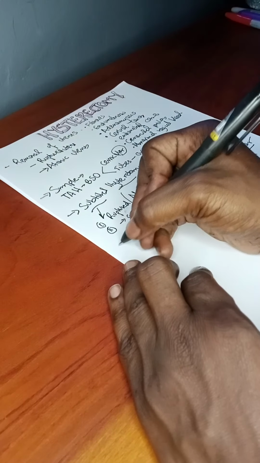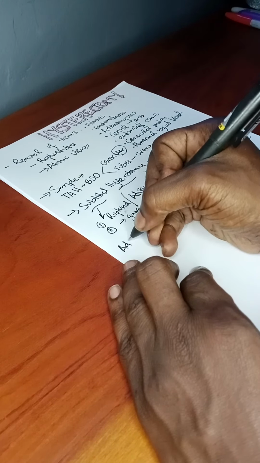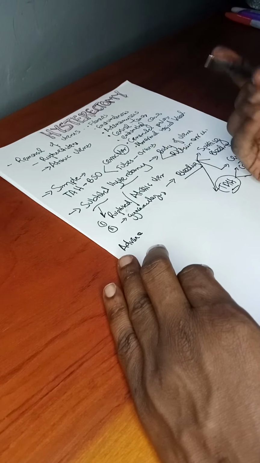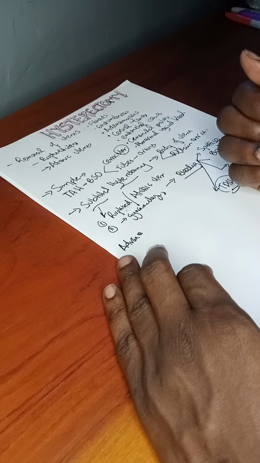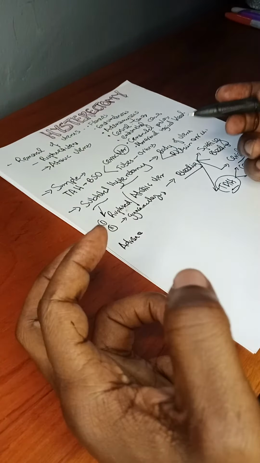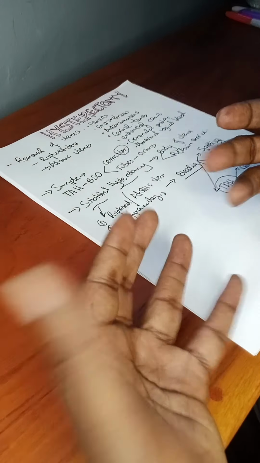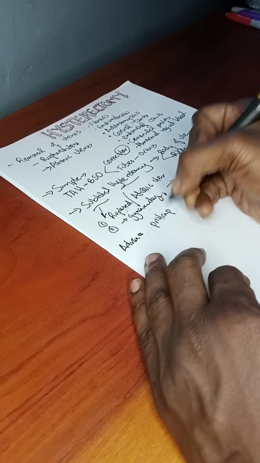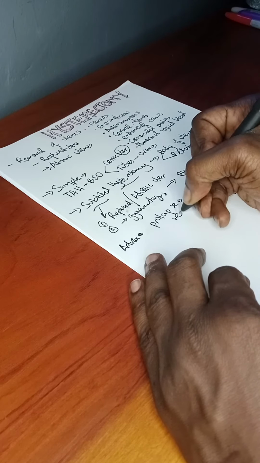The advantage of having a subtotal hysterectomy, apart from the fact that it's easy for the surgeon, is that the supports of the uterus are not cut out, and therefore the risk of pelvic floor prolapse is reduced.